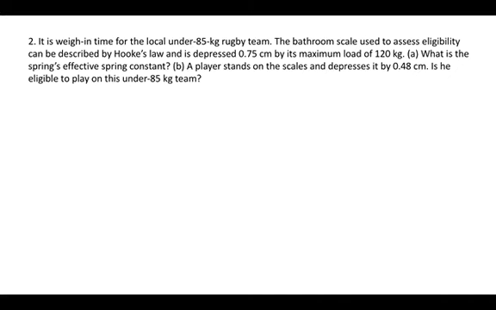So we have two questions here. A, what is the spring's effective spring constant? And B, is the player eligible based on certain information? So in the problem itself, it talks about Hooke's law. So Hooke's law is force equals k times x. Now force, as we've talked about before, is a push or a pull. In this case, pull because of gravity. k is the constant for that spring, and x is how far it has moved.